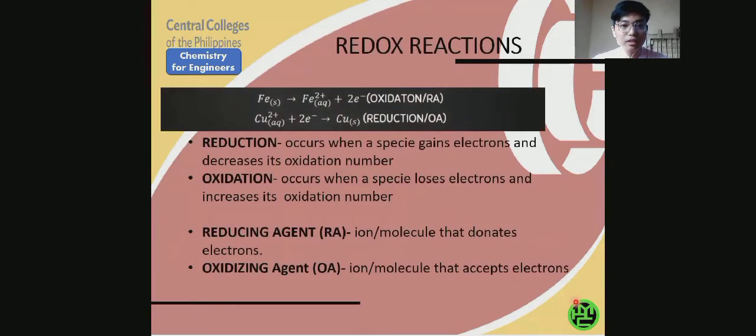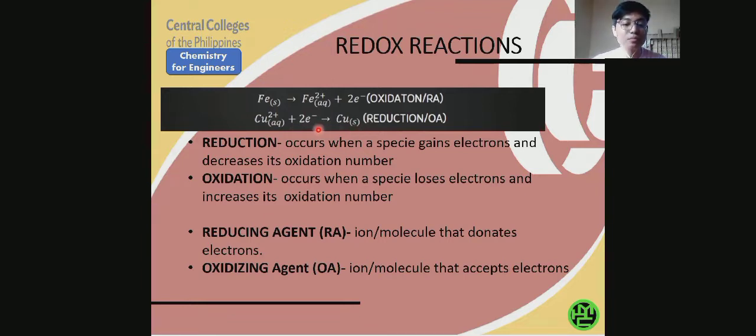Okay, so here we need to be able to identify which actually is the oxidation and the reduction reaction. So here we have our iron and our copper. So how do we know if it is the reduction reaction? The reduction occurs when a species gains electrons and decreases its oxidation number. So if you take a look at our copper here, copper has a symbol of capital C and letter U. So here our copper has a 2 plus charge, and then nung nasa product side na siya, naging 0 na yung charge niya. So meaning from positive 2 to 0, it actually gained electron.